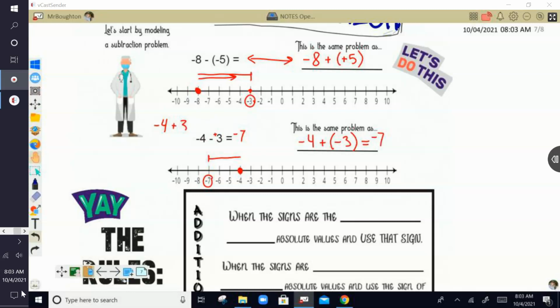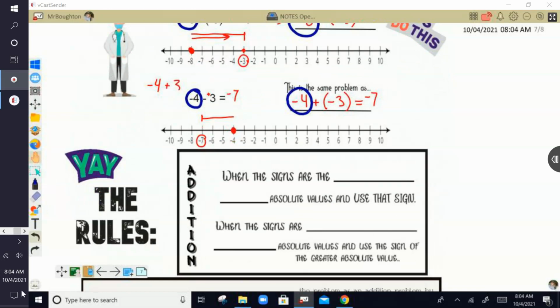We do see that the same thing is the first number. -8, -8. The starting place is always the same. We're always starting on the same point. So that didn't change at all. We do notice the operation of subtraction can be rewritten as an addition problem. But we also have to change that number to its opposite. So here we uncover the rule for subtraction.